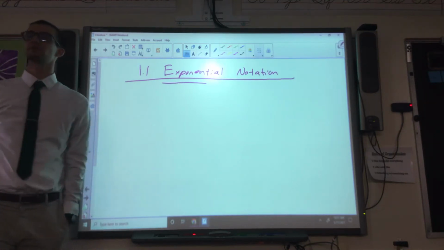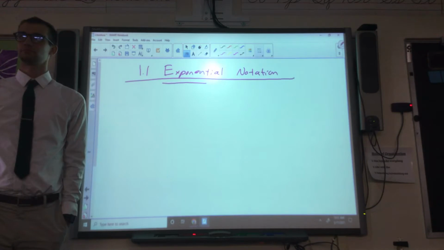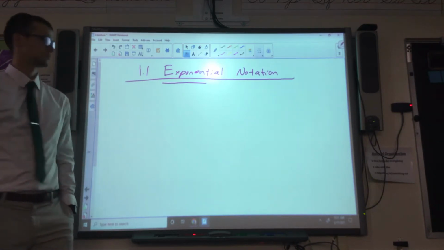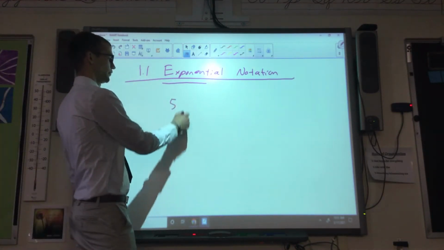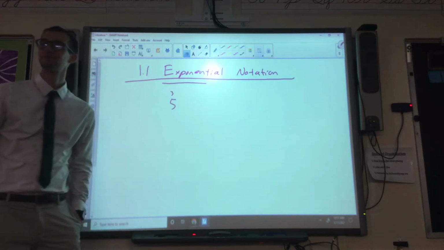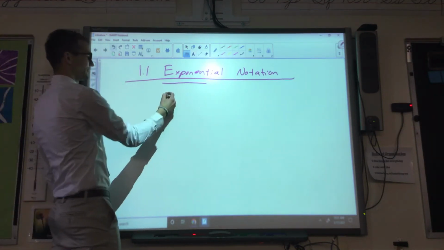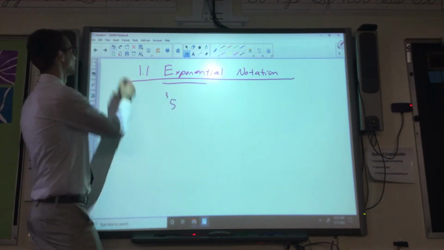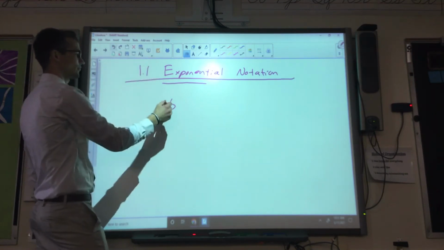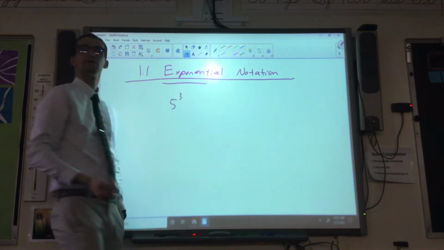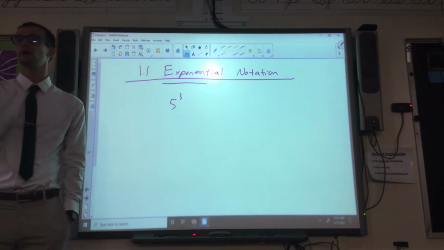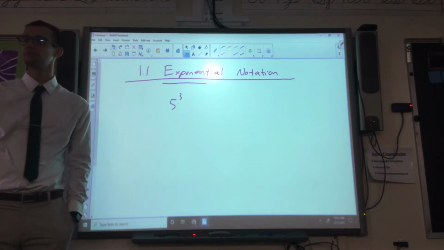Exponent. Give me an example of an exponent. 5 with a little 3 above it, next to it on the right side. Got it. Yeah, 5 to the third power.